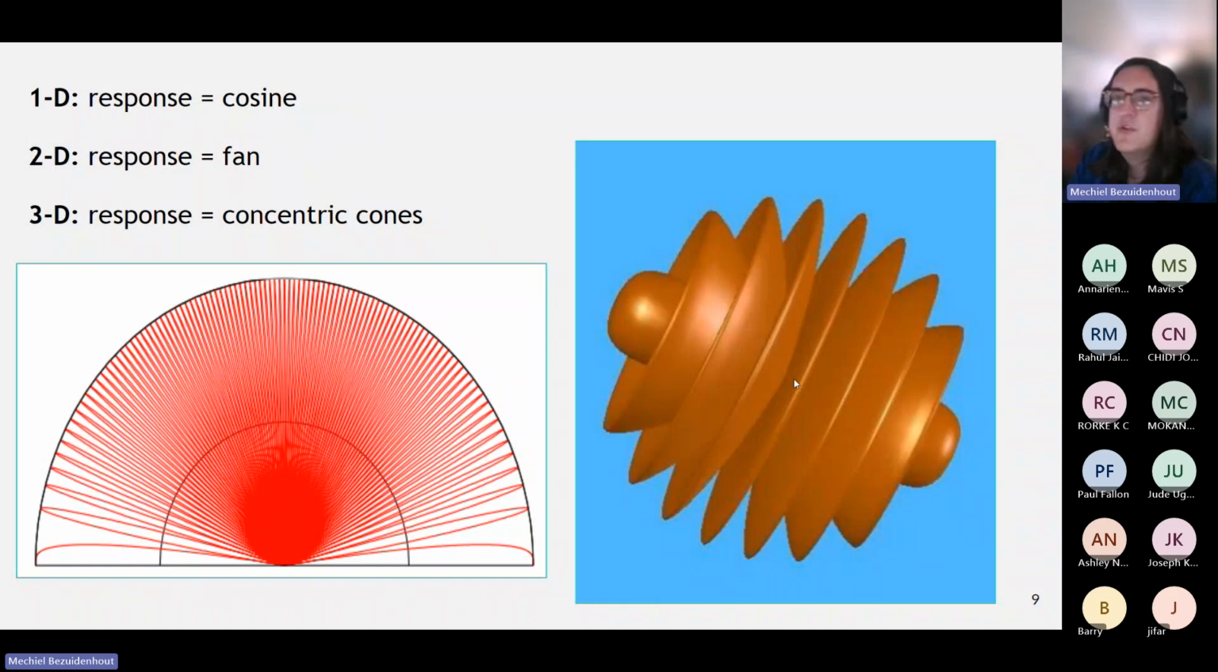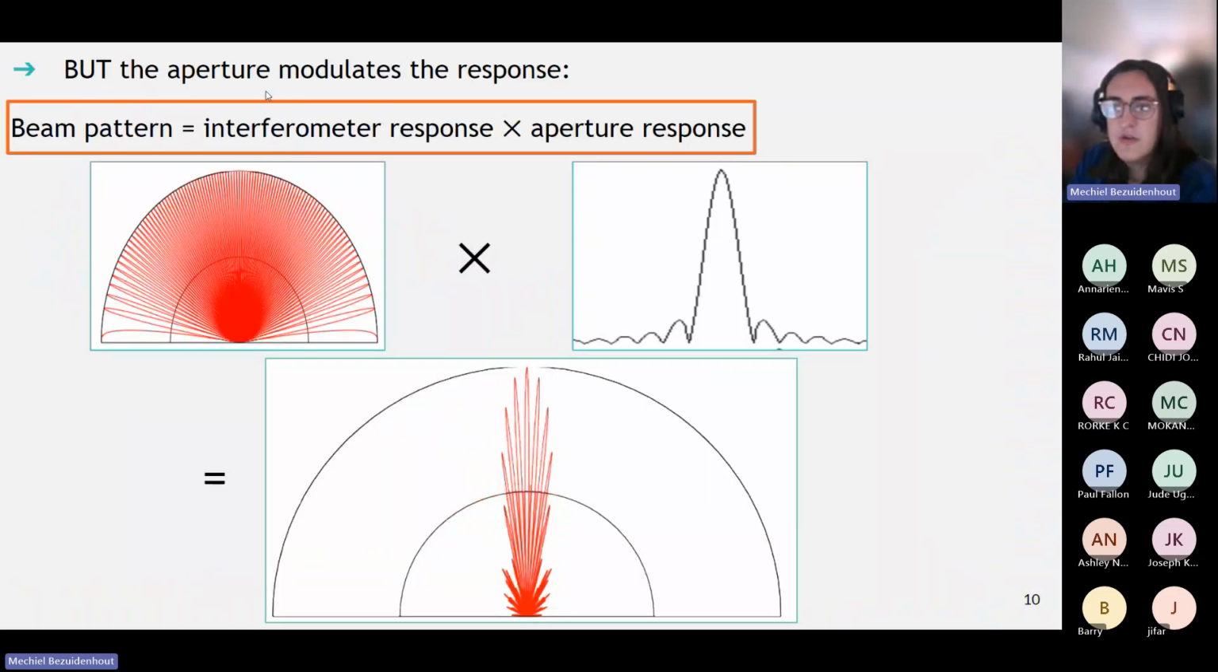So this is what the response for the two-element interferometer looks like. But we should remember that the aperture, as we saw in the last lecture, modulates that response. So the aperture has its own beam pattern. And the beam pattern that we observe with the interferometer is actually this interferometer response, this fan function, multiplied by the aperture response. And if we have a circular aperture, then the response of the aperture looks like this, where you have a main peak, which is called the main lobe, and you have smaller side lobes off to the side. So if you combine those two responses, you get the ultimate beam pattern for this two-element interferometer, which looks something like this. It's a directional beam, but it has these fringes on top of it.